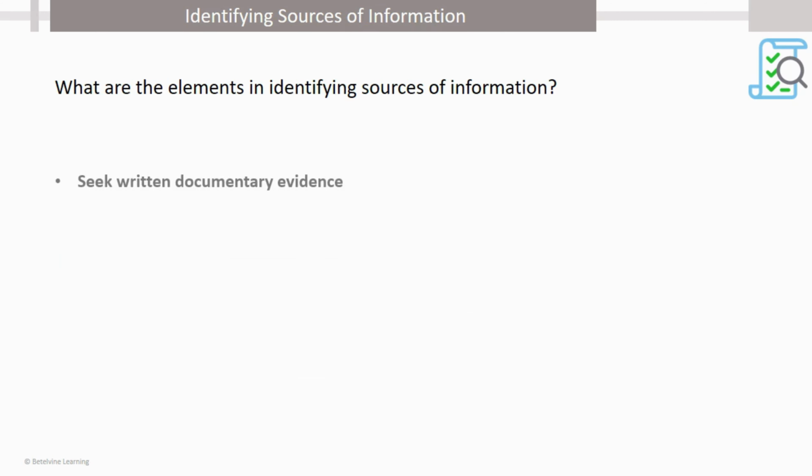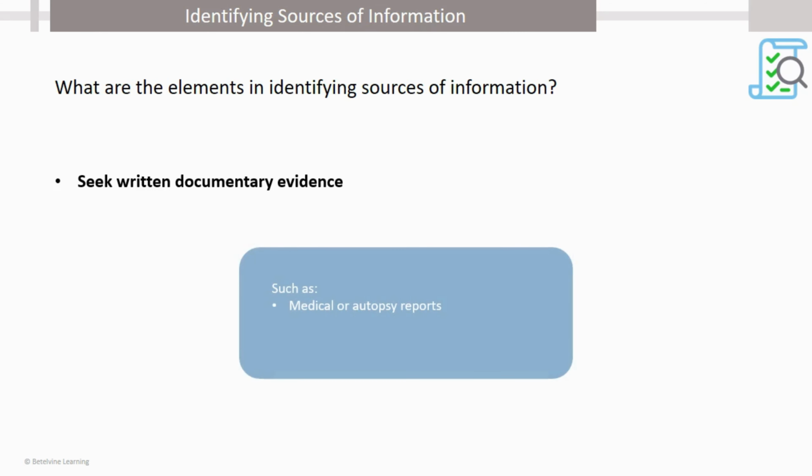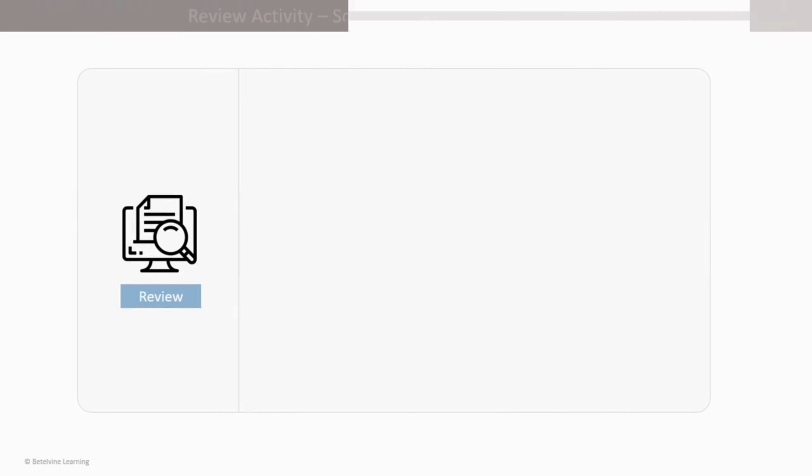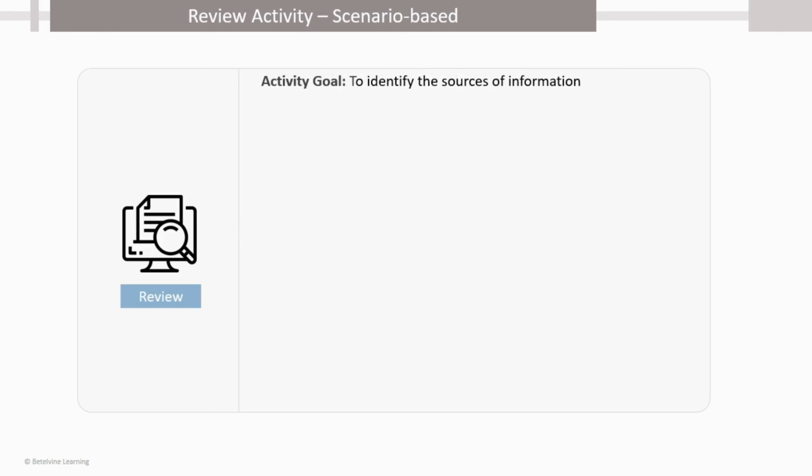Also seek written documentary evidence, such as medical or autopsy reports, police reports, newspaper reports, and so on. If necessary, undertake an on-site inspection. Let's do an activity based on a scenario that will give you practice in identifying the sources of information.